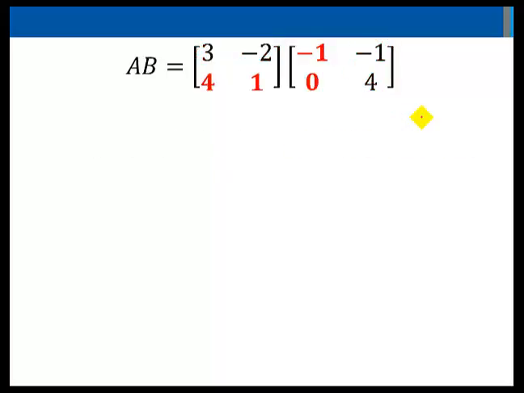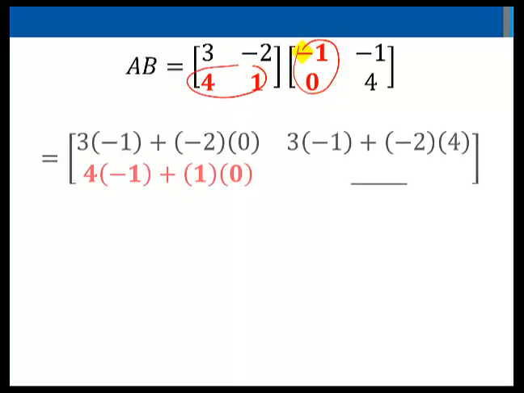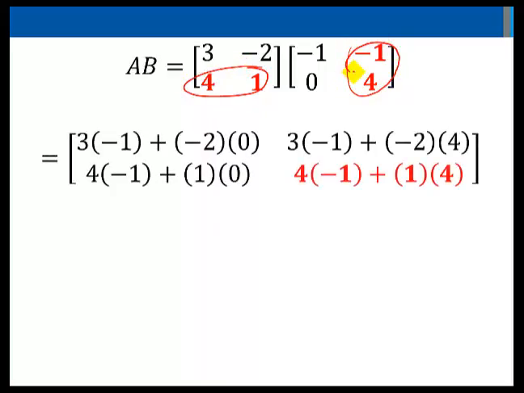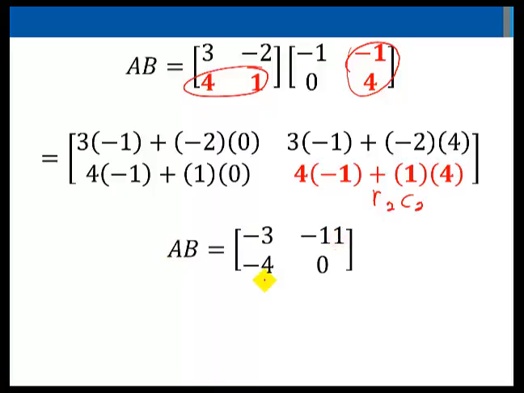Then we look at the second row in A, the first column in B. We take 4 times negative 1 plus 1 times 0. This goes into row 2, column 1 in our new matrix AB. And we move on to row 2 in A times column 2 in B. We have 4 times negative 1 plus 1 times 4 in row 2, column 2 in matrix AB. Simplifying gives us a matrix AB of negative 3, negative 11, negative 4, 0.